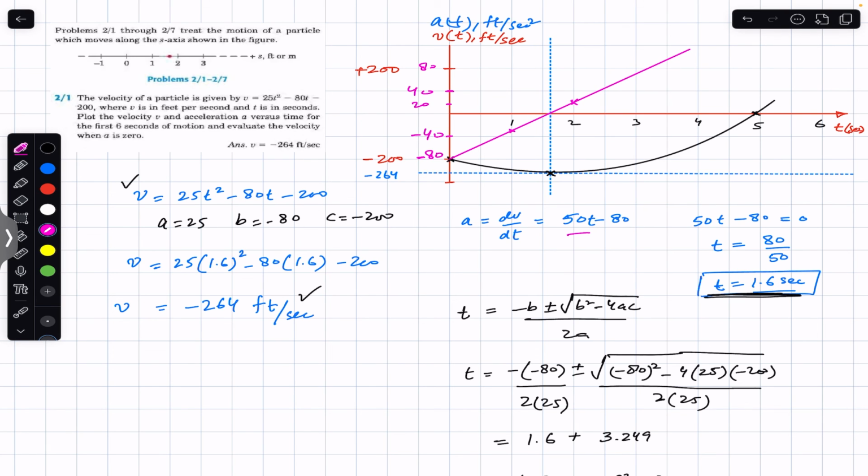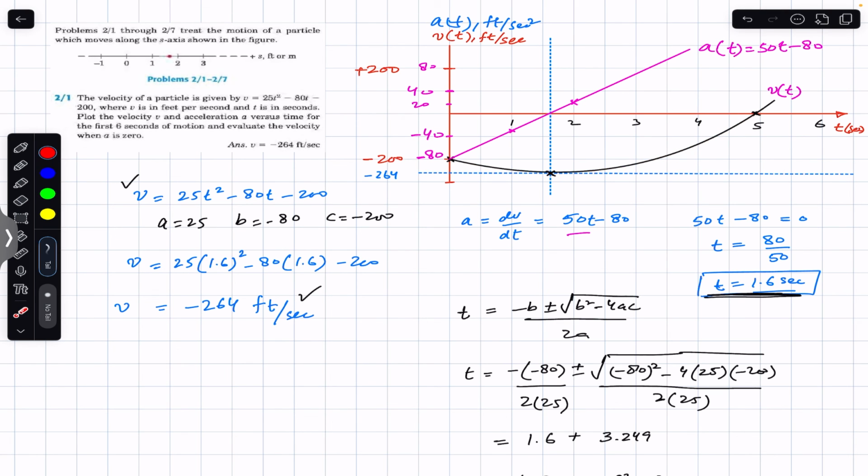this pink line represents acceleration as a function of time, which is equal to 50t minus 80, and this represents velocity as a function of time, which is equal to 25t squared minus 80t minus 200. Now, as you can see, the acceleration always represents the slope of the velocity curve. At t equals 0, the slope is negative, and then the slope gradually becomes positive as t increases.